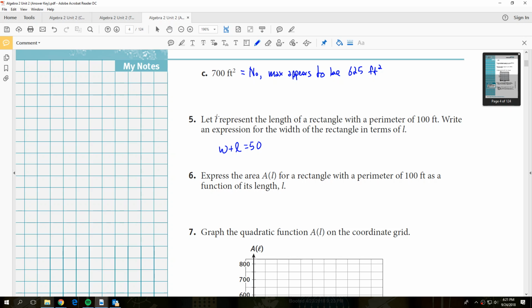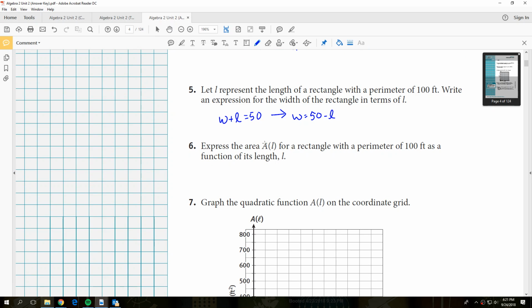All right, so again, if L represents length, which it does right here, and we want to express width in terms of L, then W is equal to 50 minus L, just moving this L over. All right, and this would be the answer, for example, to that type of SAT question.